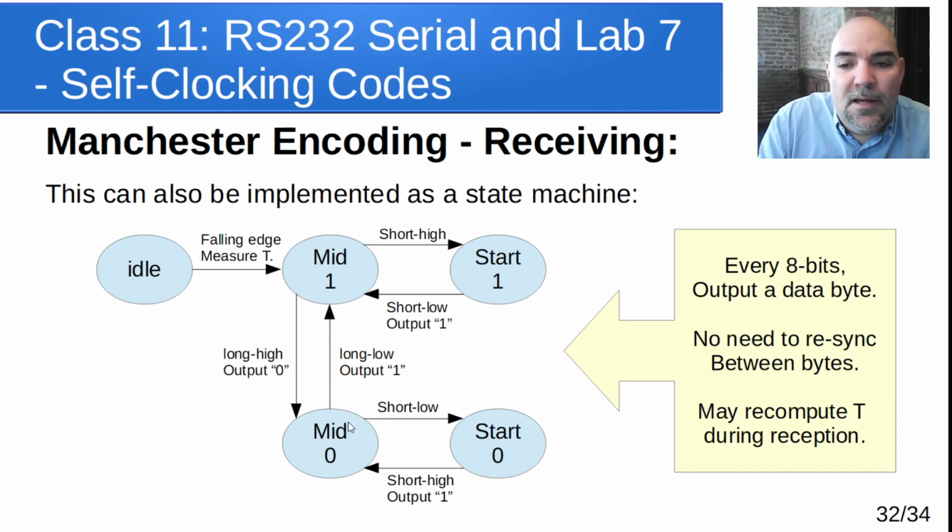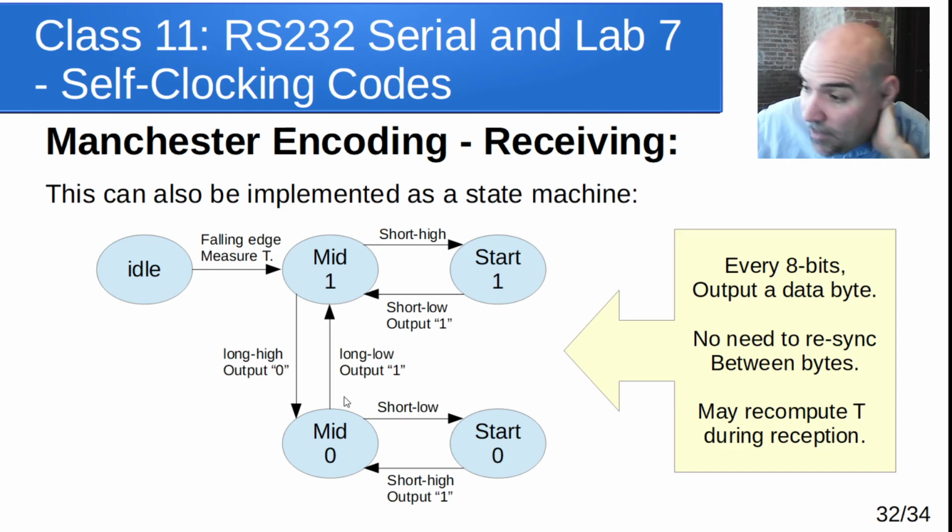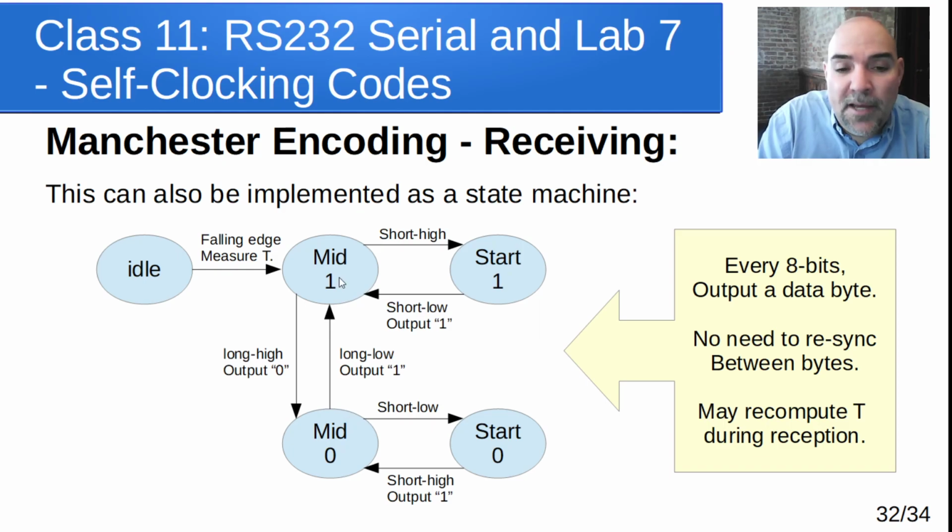And so every 8 bits we output, transitioning back and forth, we output a data byte. There's no need to resync between bytes. We can actually run as many bytes as we want together because we're always using those transitions to determine. And that's why this is like a self-clocking code. We could be recomputing t dynamically, our time constant by which we're determining what's long and what's short, kind of averaging those as we get them. But the idea here is pretty simple.